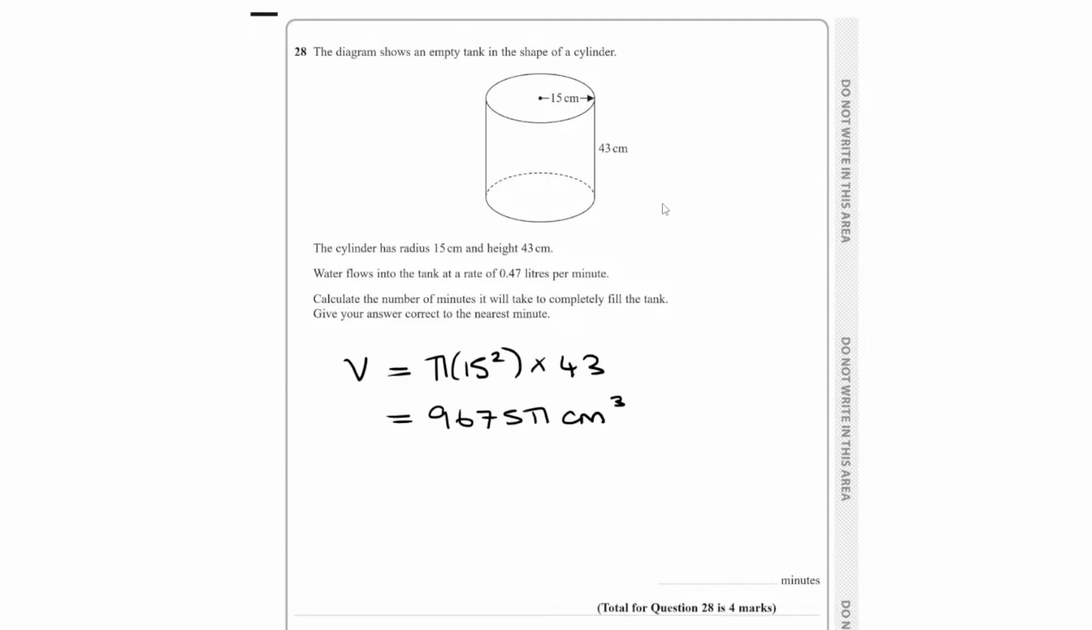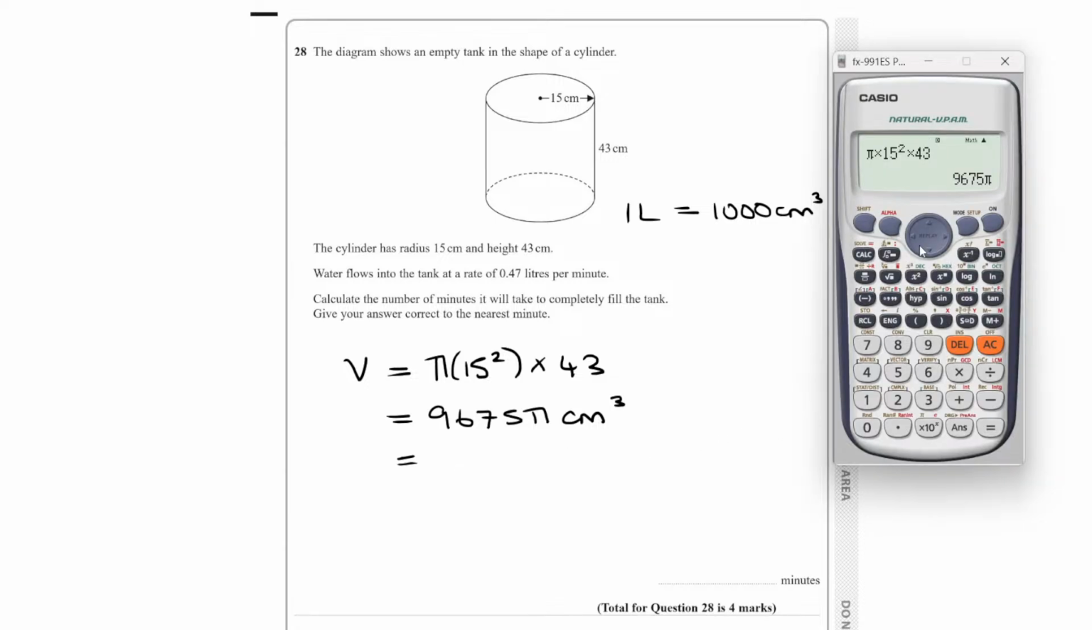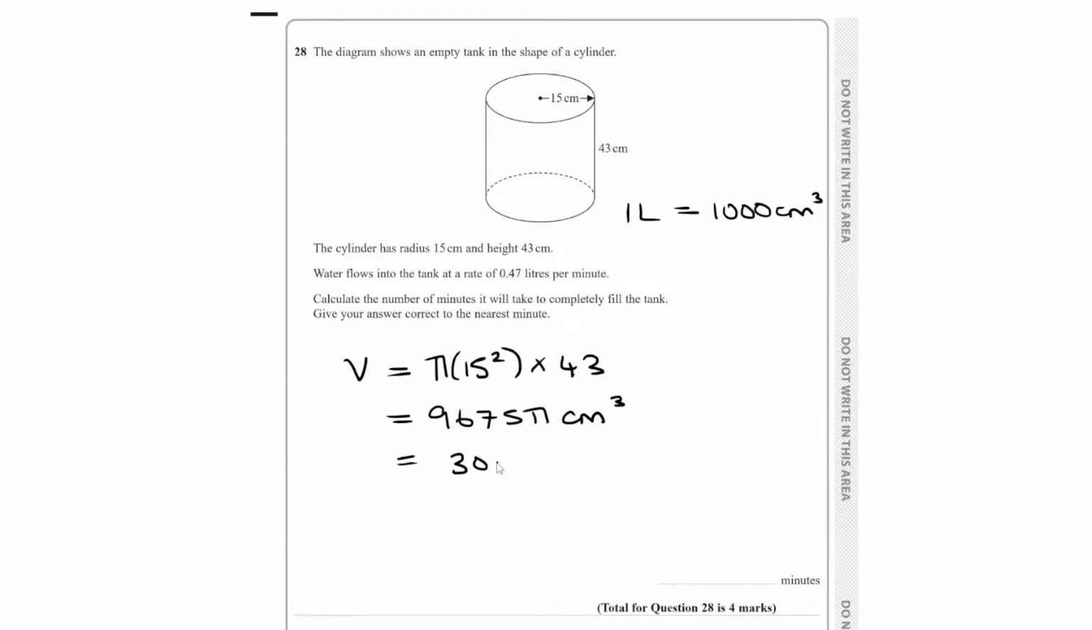So we need to know the conversion. Just so you know, 1 litre is 1,000 centimeters cubed. So I think I'll convert this into litres whilst I'm here. So I'm going to divide that by 1,000, which now gives me kind of an annoying number, so I will look at the decimal, which is roughly 30.395 litres, isn't it? 30.395 litres-ish.